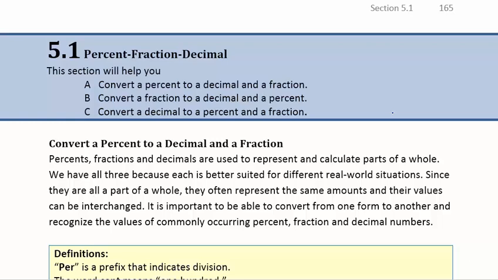So percents, fractions, and decimals are used to represent and calculate parts of a whole. We have all three because each is better suited for a different real-world situation. Since they're all part of a whole, they often represent the same amounts, and their values can be interchanged. So it's important to be able to convert from one form to another and also recognize the commonly occurring percent, fraction, and decimal numbers.